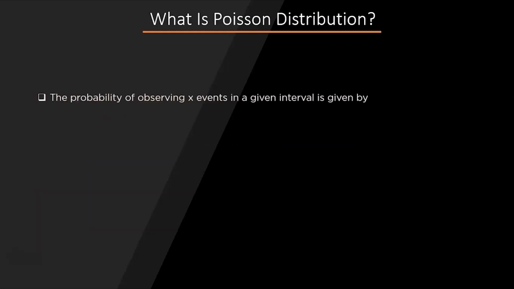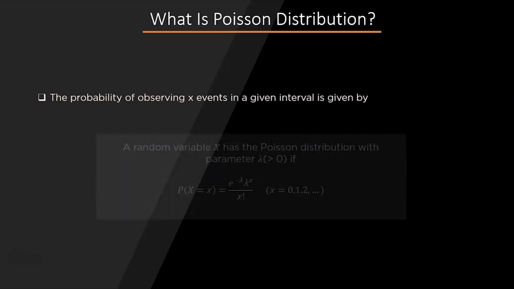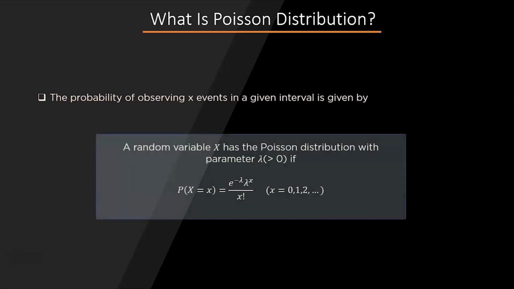The Poisson distribution can be used to calculate how likely it is that something will happen x number of times. A random variable x has a Poisson distribution with parameter lambda, and the formula for that is e to the power minus lambda into lambda to the power x divided by x factorial, where x can be the number of times the event is happening. The value of e is taken as 2.7182.